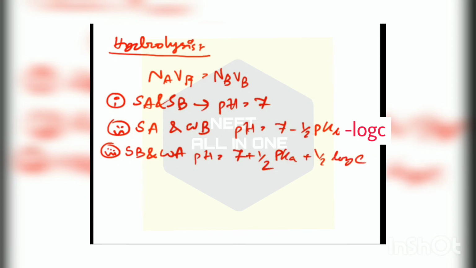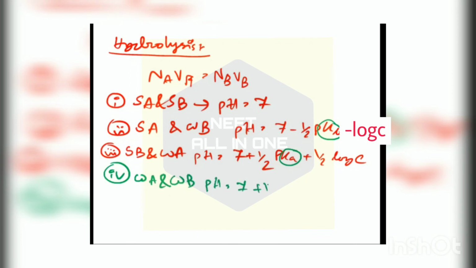Now we have seen that Ka is the equilibrium constant of the acid and Kb is the equilibrium constant for the base. So for the fourth case, weak acid and weak base, pH will be 7 plus half into pKa minus half into pKb. So here our hydrolysis is also done, and with that our equilibrium chapter is ended here.